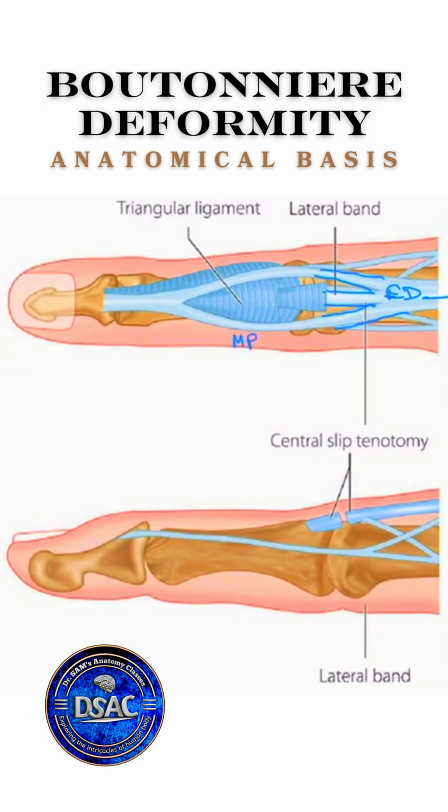This is the middle phalanx. This is the distal phalanx, and this is the proximal phalanx. Before crossing the PIP, this is PIP, the tendon has already split into three parts. The central band, this has been wrongly labeled.